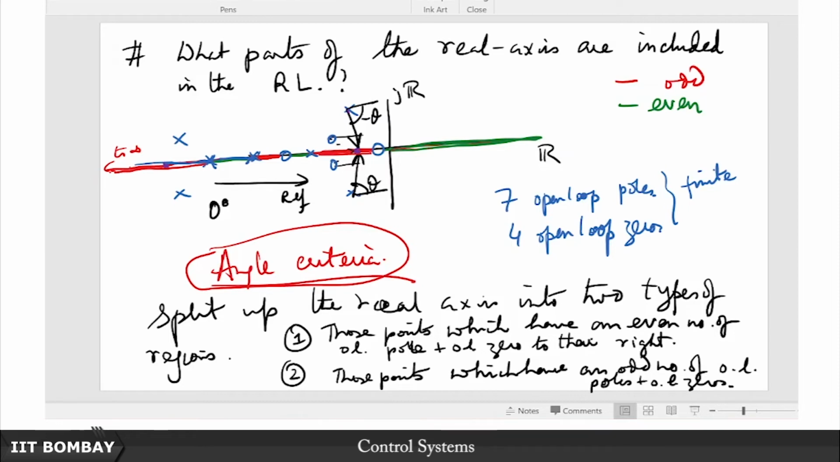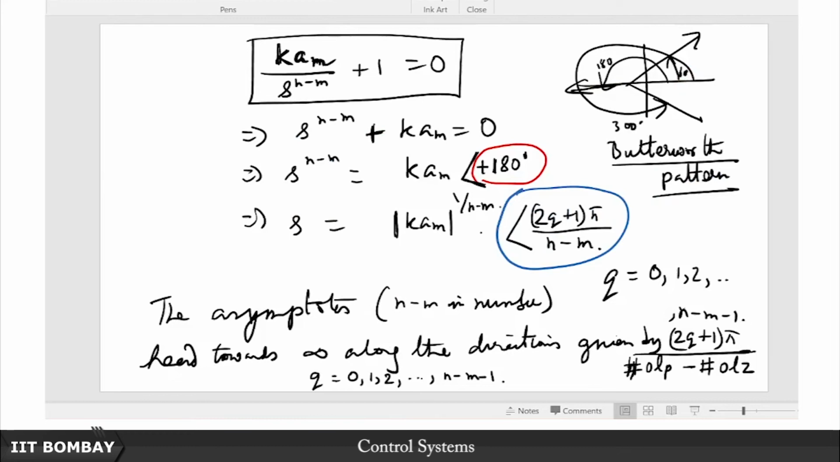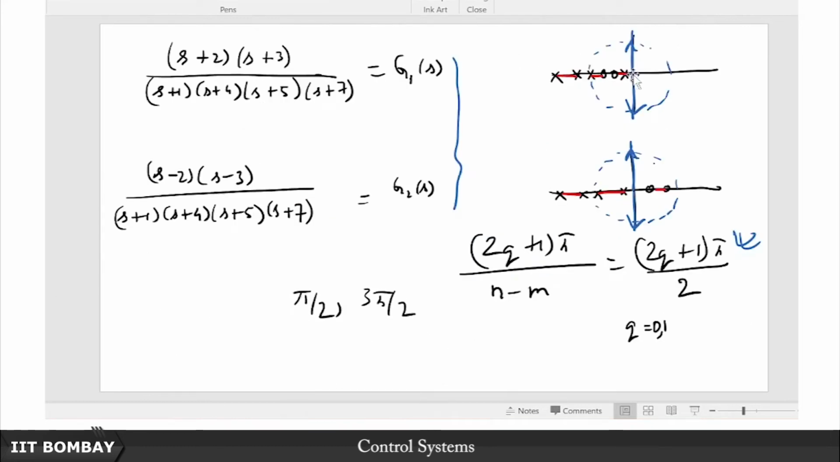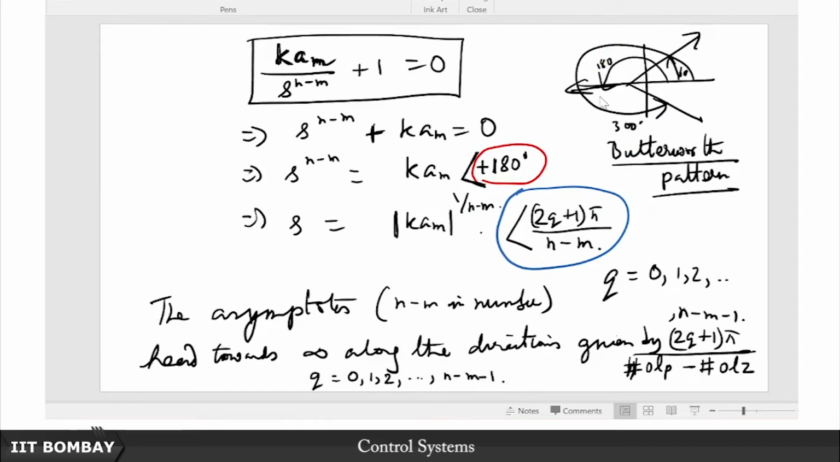So the claim is that if n minus m is equal to 1, I already know that there needs to be only one asymptote, because n minus m is 1. And that one asymptote already goes along this pi direction. So I don't need to answer this question as to where it will intersect with the real axis, unlike in this case, or for example in this case when you had 3 asymptotes. When you have one asymptote, it's always going to head along this real axis.